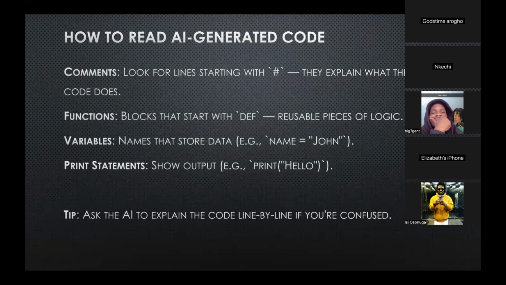Variables. Variables are names that store data. For example, you can say name equals John. Age equals, you put a question mark there, and the user enters the age. This is good when you're coding a program that accepts variable information. Then the print statement. What the print statement does is it shows output.